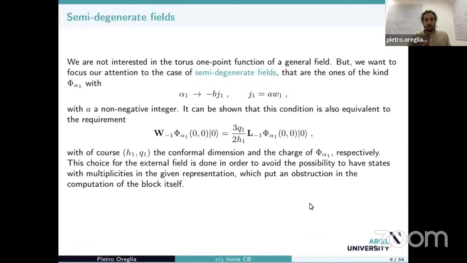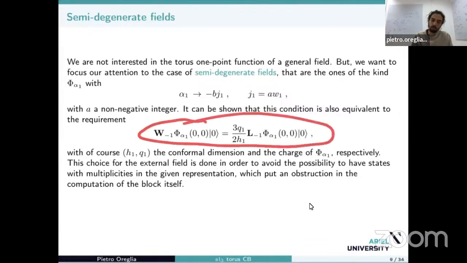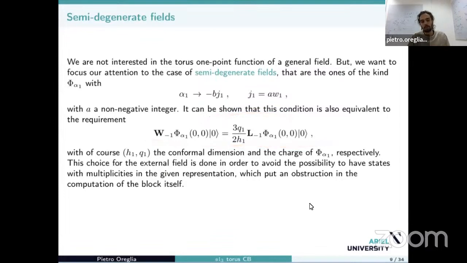It can be shown that in this particular case of semi-degenerate fields, the relation here also holds between the W-1 and L-1 generators, where of course H1 and Q1 are the conformal dimension and the charge respectively of the new field, the semi-degenerate field.